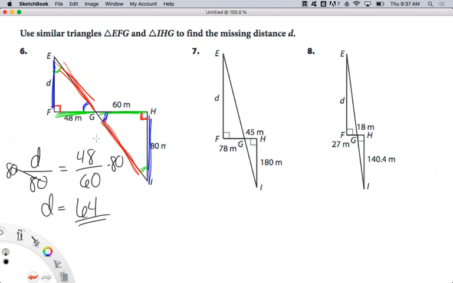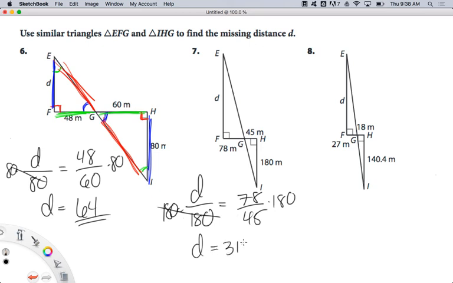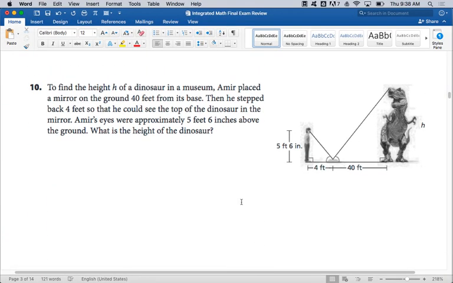All right. So once you've done a couple of these, it's easy to see which sides correspond. D over 180 equals 78 over 45. Multiply both sides by 180. And I get D equals, thank you, 312. Good. I'm not going to do number 8. It's the exact same. So you guys can do that on your own. Any questions on these? All right. Now, let's take a look at this one, number 10.